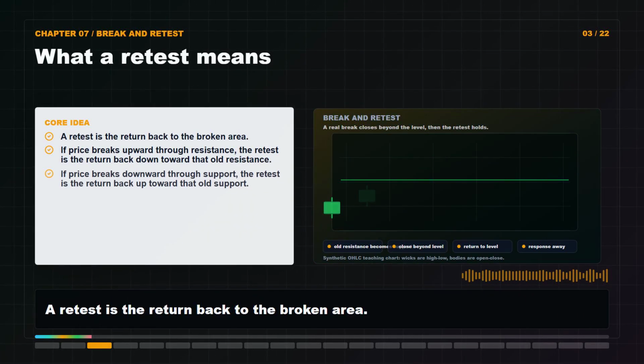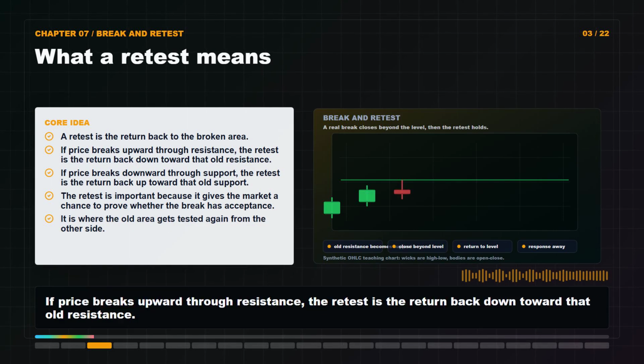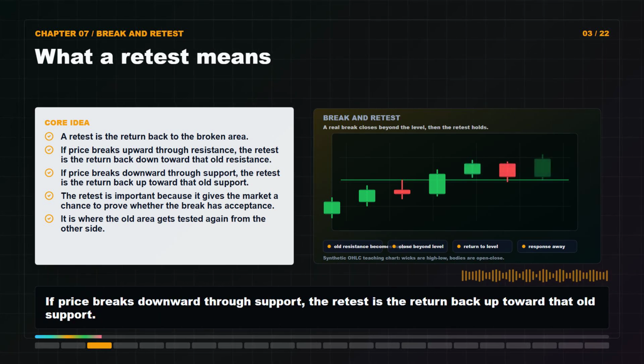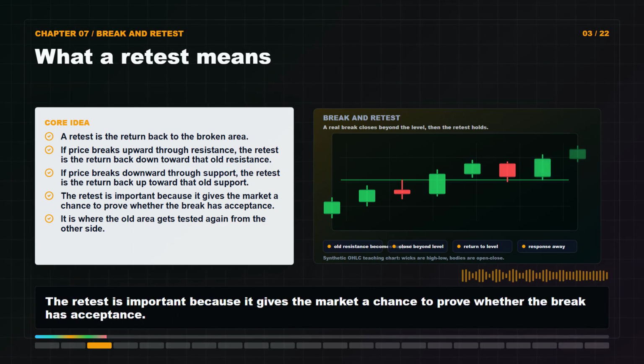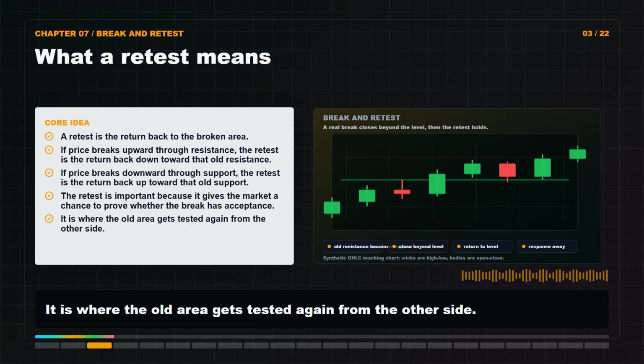A retest is the return back to the broken area. If price breaks upward through resistance, the retest is the return back down toward that old resistance. If price breaks downward through support, the retest is the return back up toward that old support. The retest is important because it gives the market a chance to prove whether the break has acceptance. It is where the old area gets tested again from the other side.